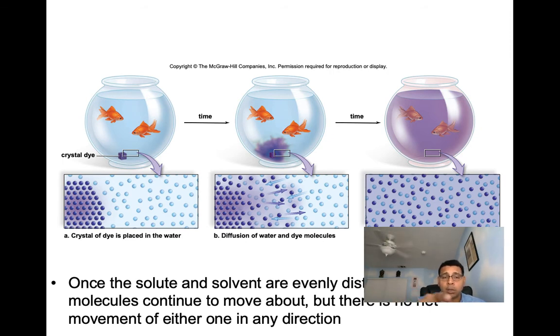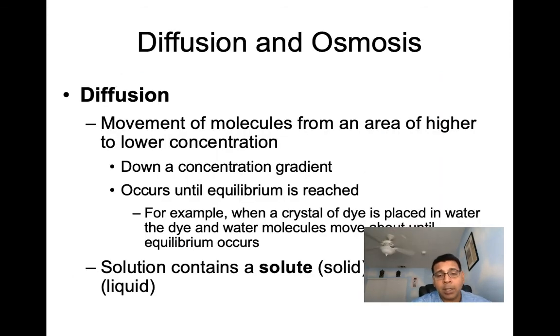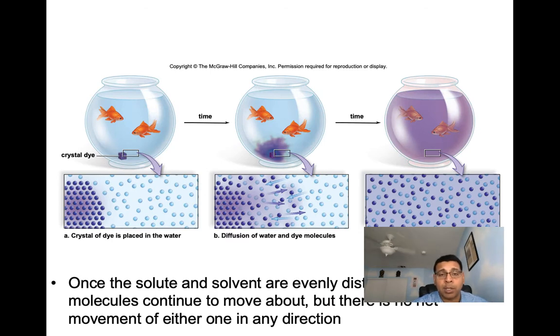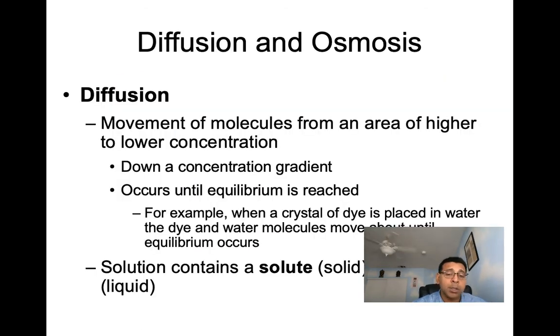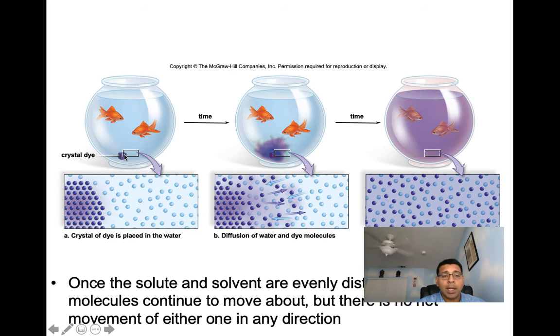Now, when we talk solutions, like this solution you see here, we're going to eventually get to IV solutions, which is the big picture we're working towards. When we talk solutions, I want you to know a solution is going to contain both a solute, which in this case is the dye, a solid, and a solvent. The solvent is usually a liquid, as we see here. So the solute is a dye, the solvent is a liquid. Solutions usually contain a solute and a solvent.